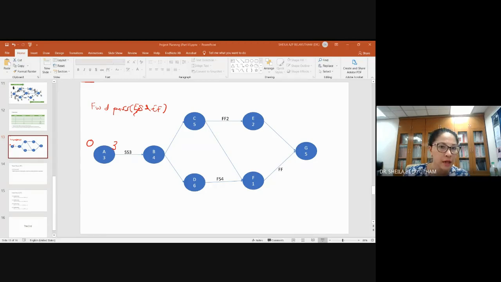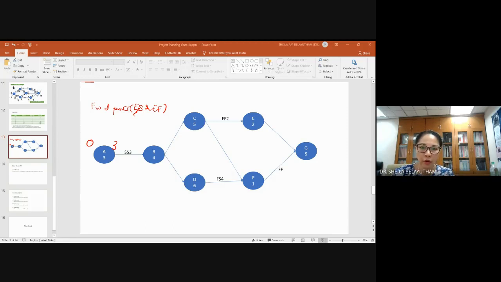So if we start 3, B will start together with A after 3 days. So when did A start? Early start time, 0. Plus 3, B will start at 3. Plus 4, B will finish at 7. Usually without any annotation on the line, it will be a normal finish to start relationship. So B finishes, C will start. B finishes 7, C starts 7, plus 5, C would finish 12. Normal finish to start here, so 7, plus 6, D will finish 13.